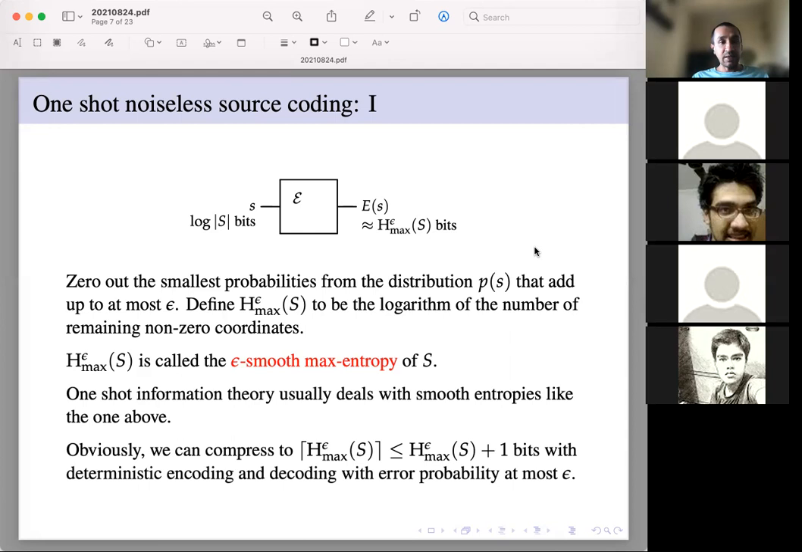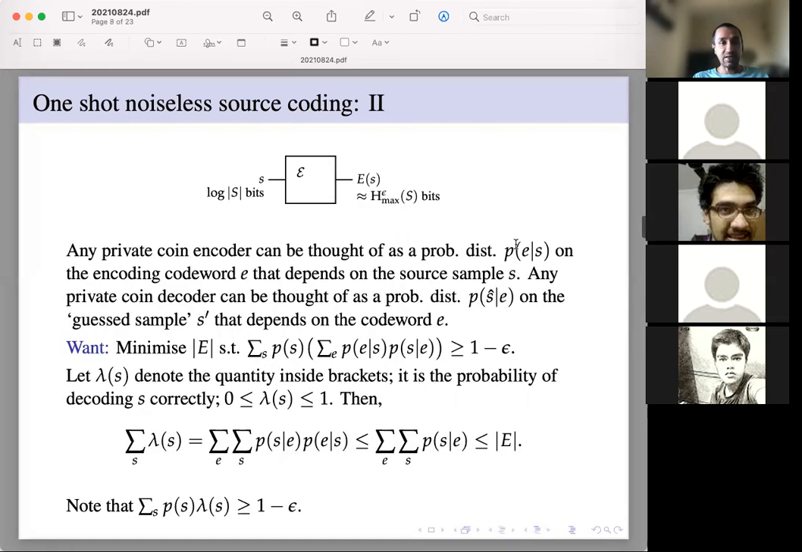So is this strategy clear? Achieving H_max^epsilon(S), maybe plus 1. This is very crucial. So very nice, Ishan. This is essentially optimal, as we will see, just this naive strategy. So now let us try to prove the converse.